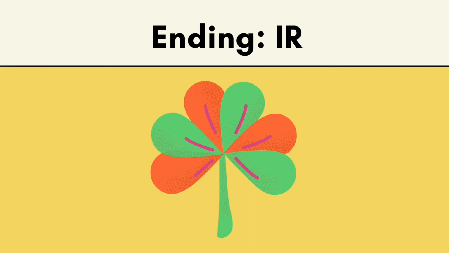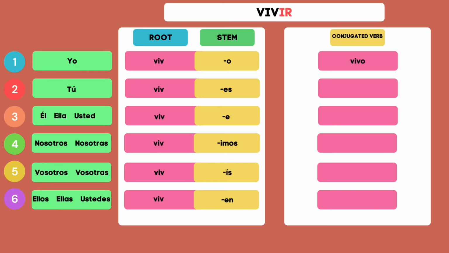Ending ir. Yo vivo. Tú vives. Él, ella, usted vive. Nosotros, nosotras vivimos. Vosotros, vosotras vivís. Ellos, ellas, ustedes viven.